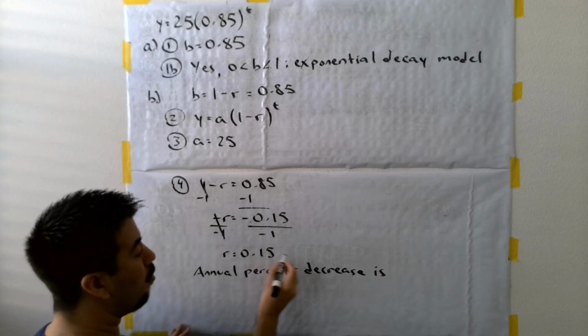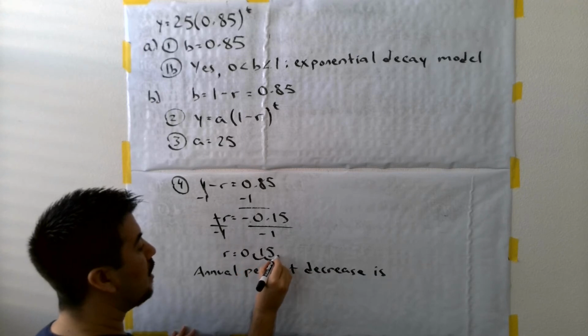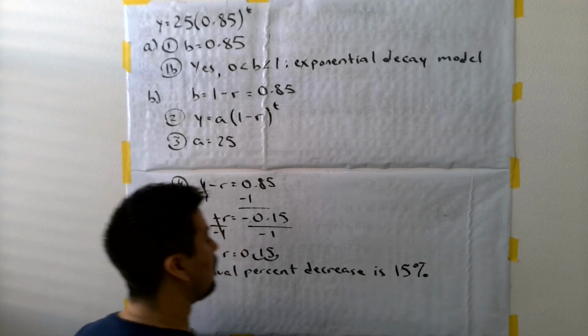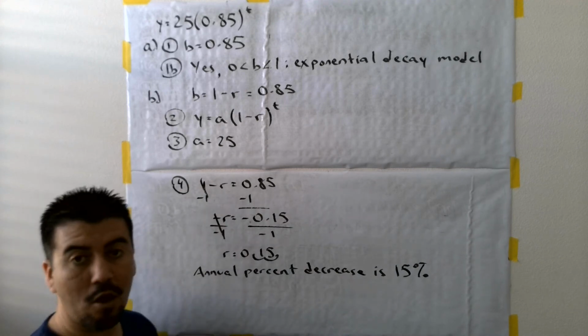Now, if I multiply any decimal by 100, it's the same thing as moving the decimal 2 places, so this would actually be 15%. The annual percent decrease is 15%. Okay, so that's the r value.